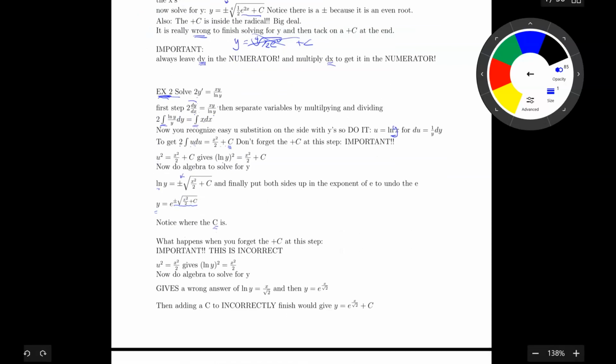Let me show you something that would be wrong. If you had at this point done this and forgot to put the plus c, then you put the y's back in, solve for y, take the square root, and get to here and say, oh yeah, plus c, tack it on at the end. This is incorrect. Do you see how very different the answers are? This one is correct, this one is incorrect. So be really careful with the c.